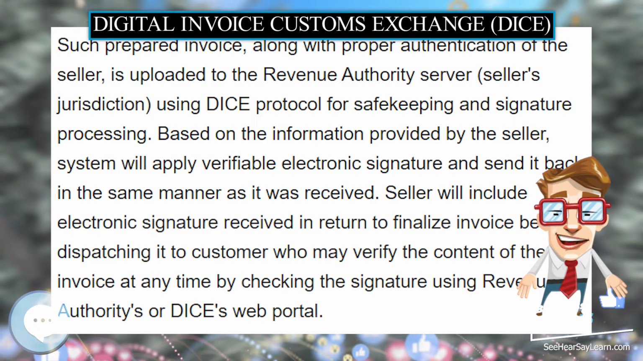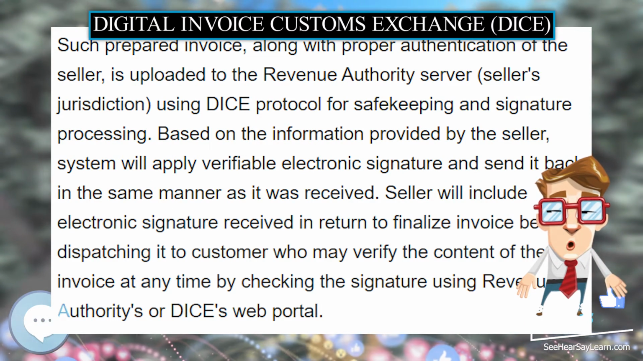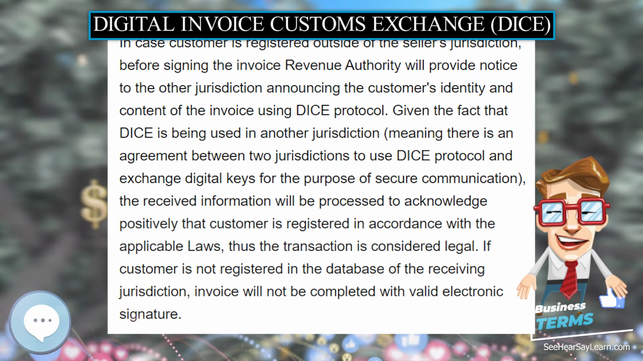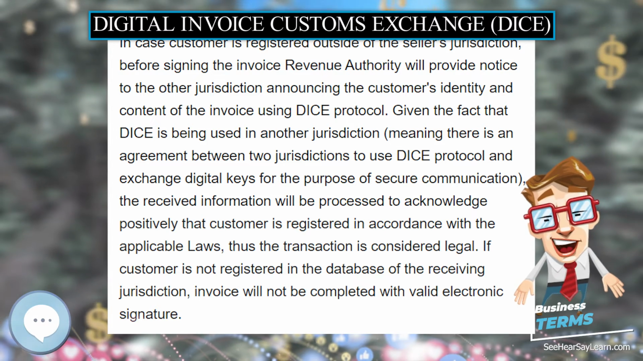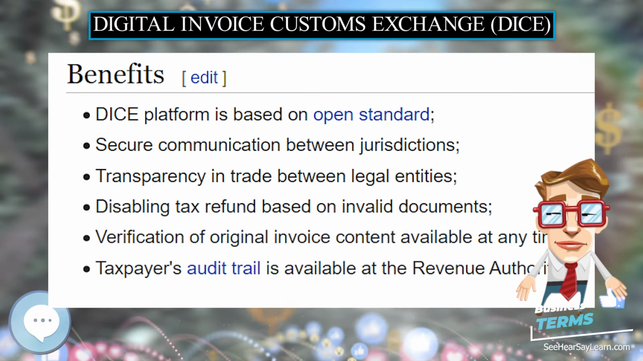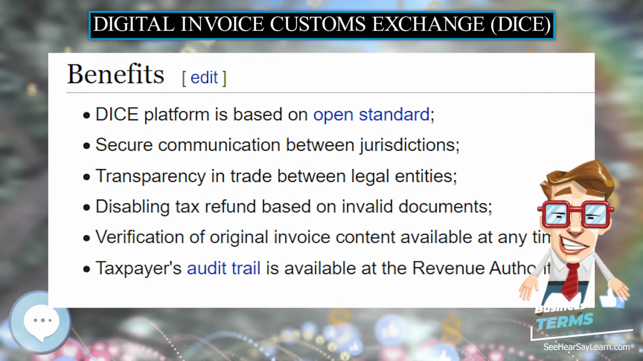In case customer is registered outside of the seller's jurisdiction, before signing the invoice, Revenue Authority will provide notice to the other jurisdiction announcing the customer's identity and content of the invoice using DICE protocol.